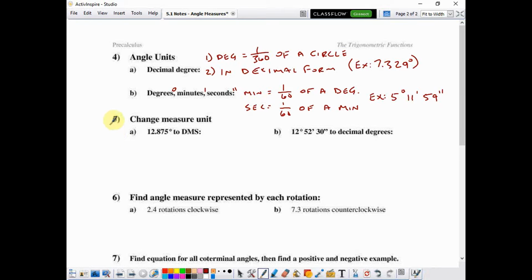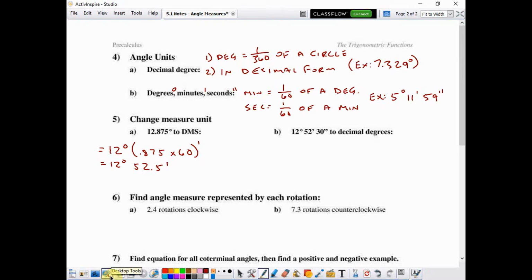So here in example 5a, I've got decimal degrees, and I want to change that to degrees, minutes, seconds. So here's how we do that. It's 12 degrees. I just have to figure out what that 0.875 is in minutes and seconds. And here's how I do that. 0.875 times 60 is the number of minutes. So that's 12 degrees, and 0.875 times 60 is 52.5 minutes.